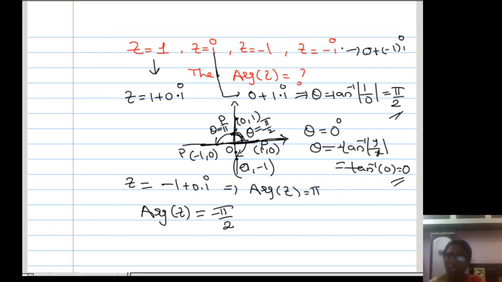If z is equal to -i, the argument of z is -90 degrees. Why? Because here, tan inverse of y by x, with y = -1 and x = 0, gives minus infinity. Geometrically also you can observe that on the y axis, we have to make the angle in the clockwise direction, like -90.